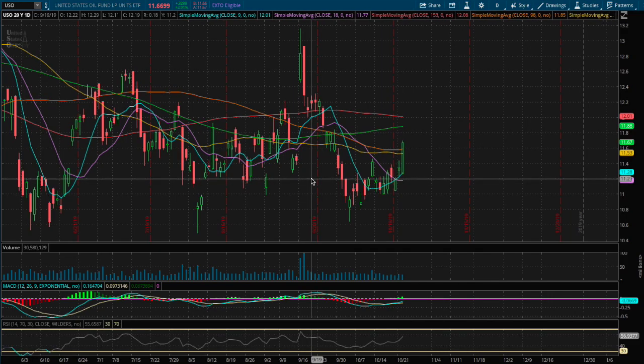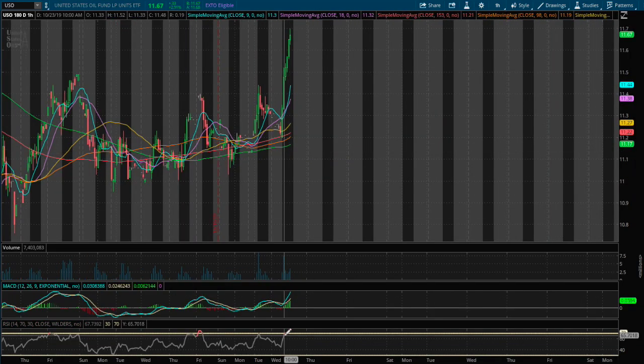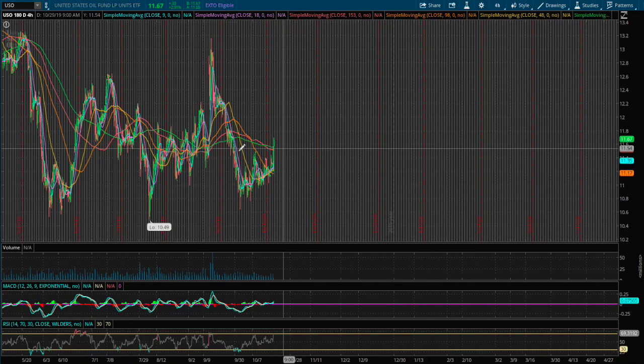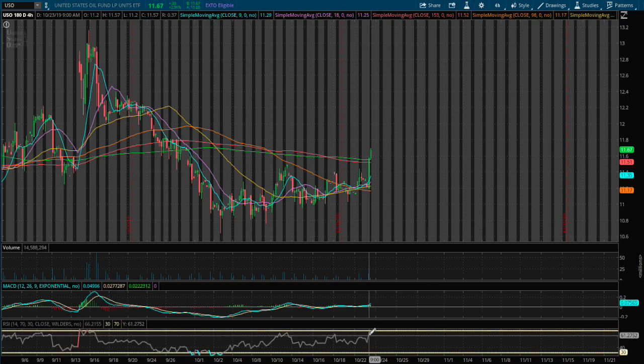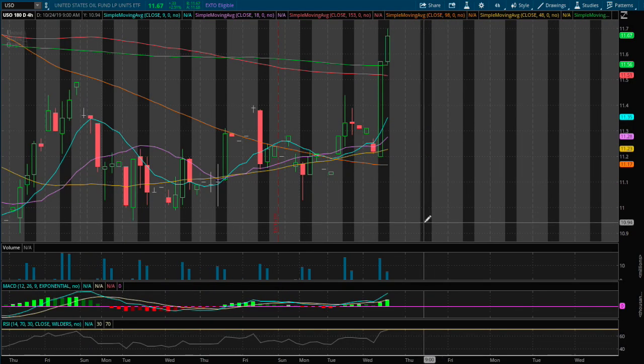Hello viewers, in this video I'll be going over WTI crude oil, ETF ticker symbol USO. Today we are up 2.9% on the 1 hour chart. We are on overbought RSI. The 1 hour MACD is positive on the 4 hour chart. We are nearing overbought RSI, not quite yet, eventually very soon.